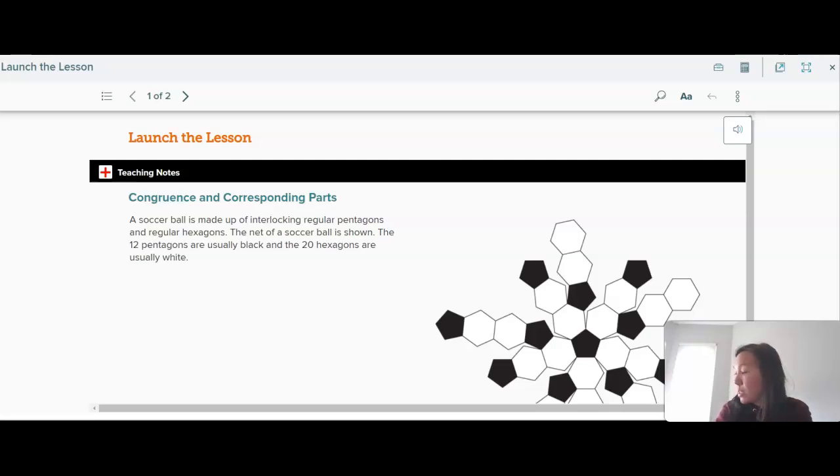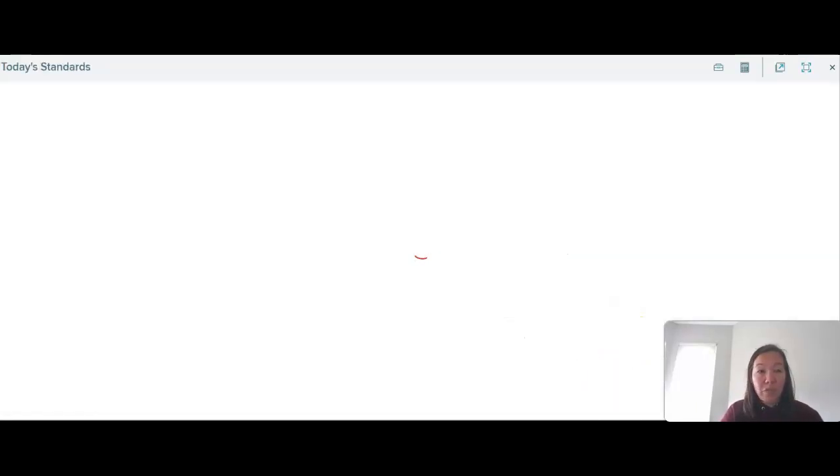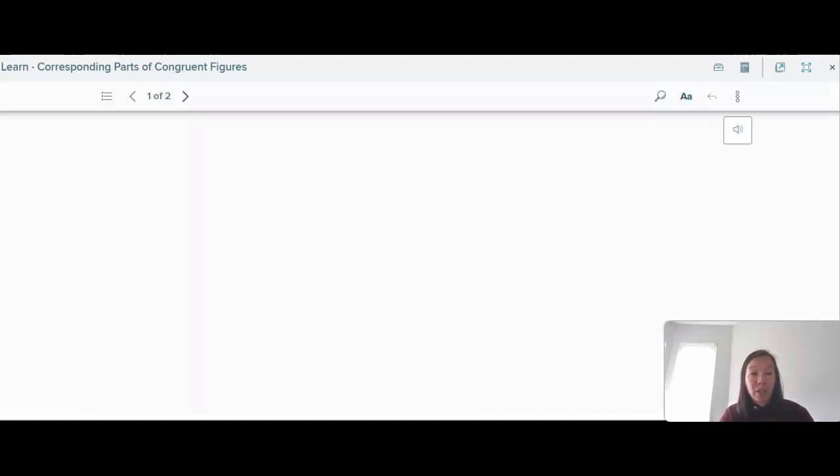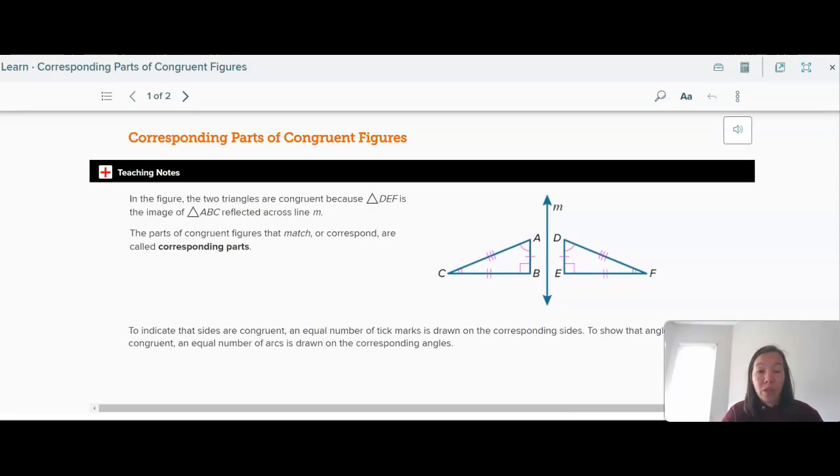First of all, we're going to start this one on page 493. In this section, we're talking about congruence and corresponding parts. This is a pretty short section. You guys know what congruent figures are, and if two figures are congruent, then they have what we call corresponding parts.